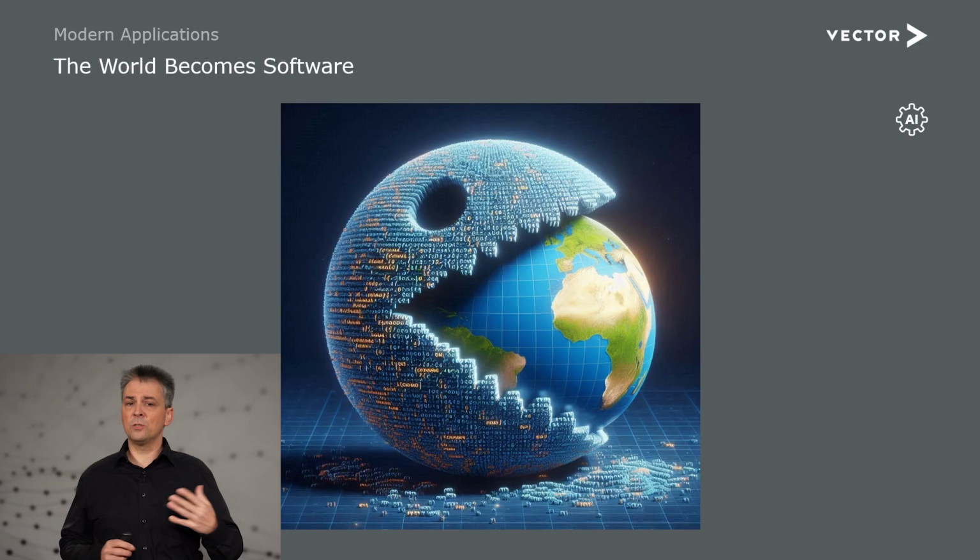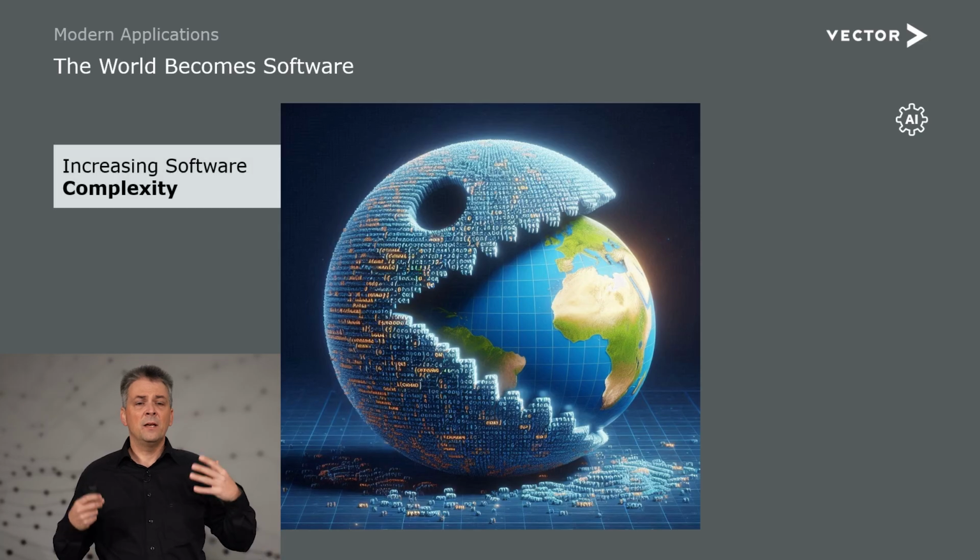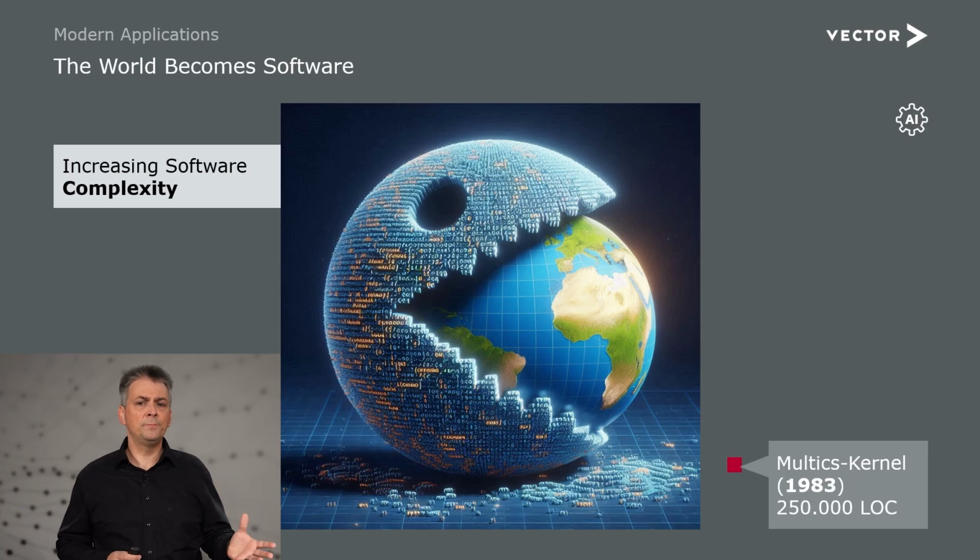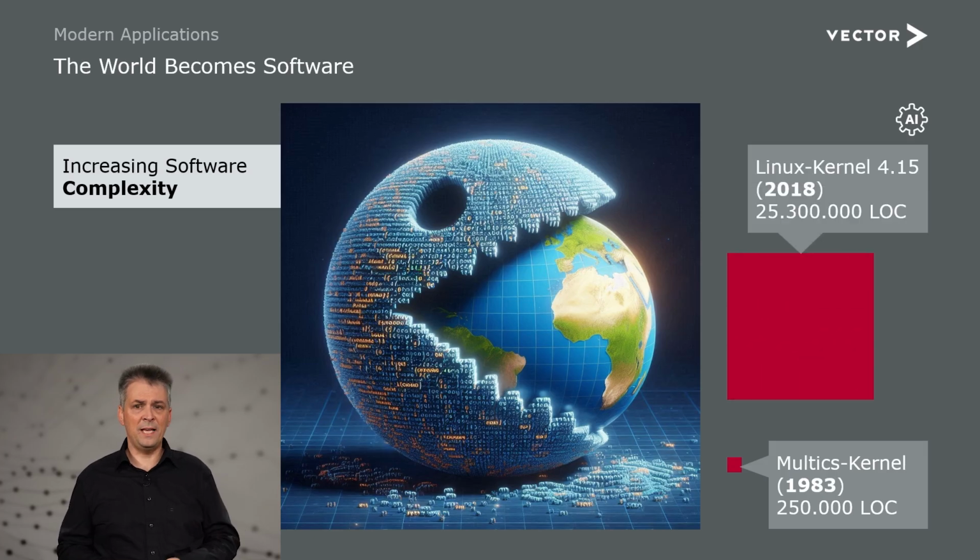And I want to start this talk with software, because the world becomes software. We see software in everything today, and we see also that software is getting more and more complex. So all the applications that we use are getting bigger and more complex. I've just chosen the example of the Multics kernel. 40 years ago, in 1983, it had 250,000 lines of code. And if you compare that with the Linux kernel of today, from 2018, it was 25.3 million lines of code. So already there we see an increase in size and complexity.